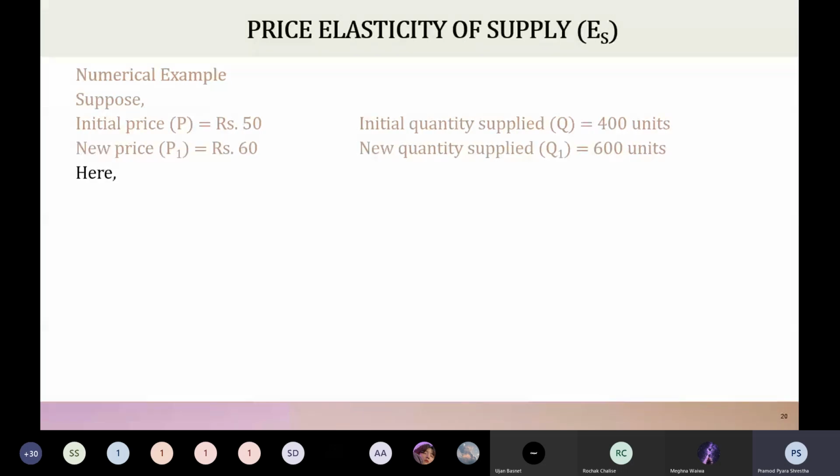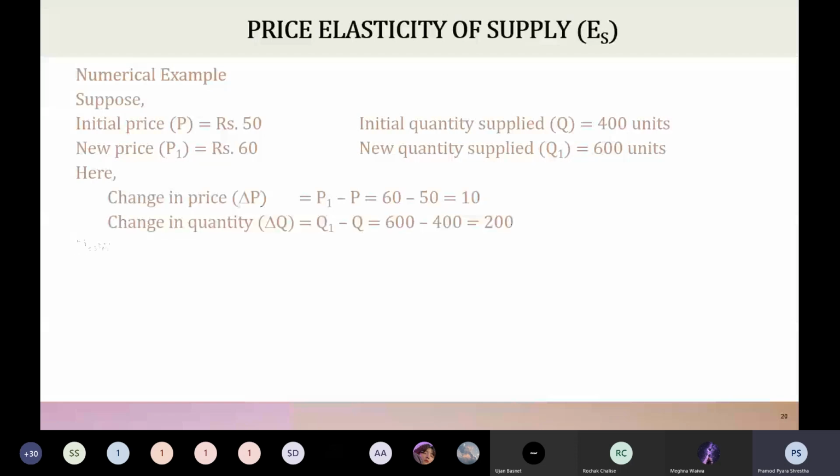Now using the formula ES is equal to delta Q by delta P into P by Q, we can get the value of ES. Here delta Q we have calculated is 200 and delta P is 10, and the initial price is 50 rupees and the initial quantity is 400 units. Now plug in these values and we get 2.5 as the answer.